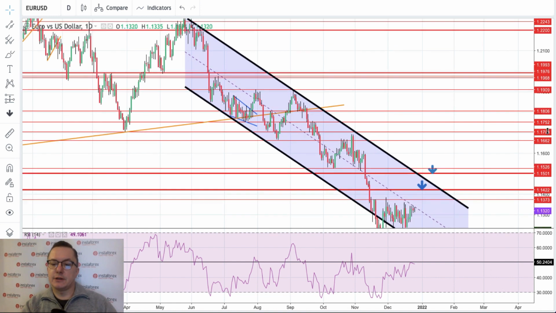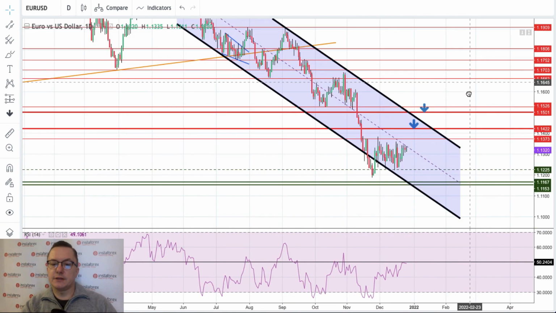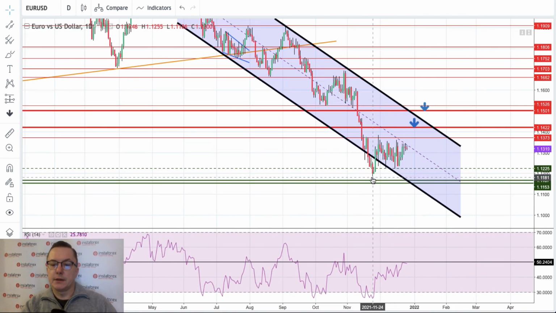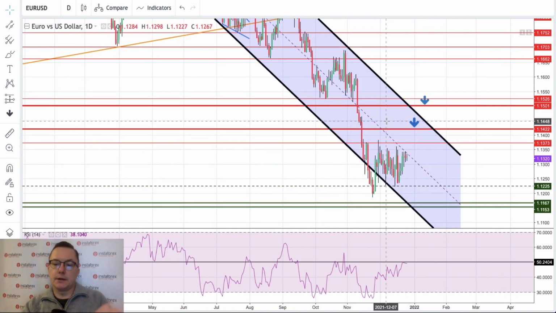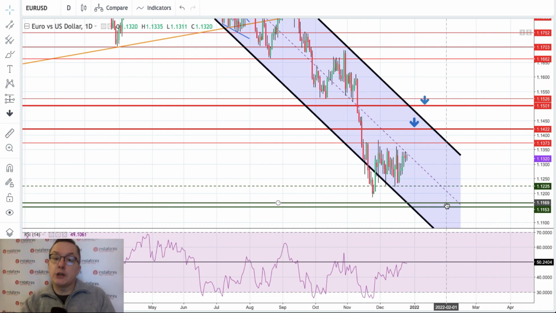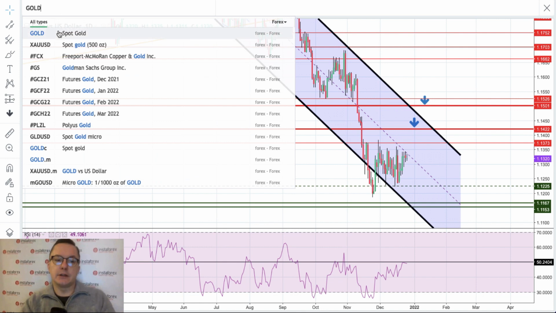As you can see, we are still trending inside of the channel, despite the fact that we broke below this lower line. We bounced back up within a few days, and we keep trading here below the middle line. So it looks like the euro dollar is still in a downtrend. So the US dollar index should be going up, and this is our first confirmation of the current scenario. Let's take a look at gold.